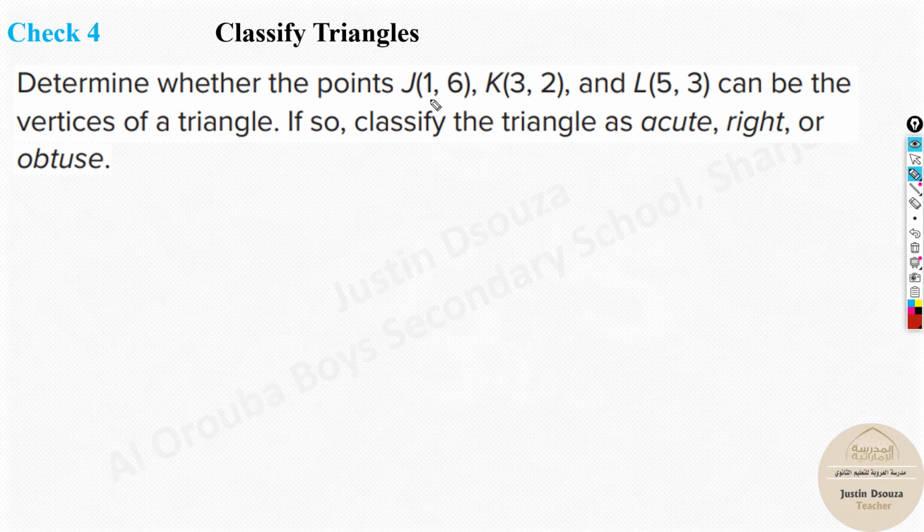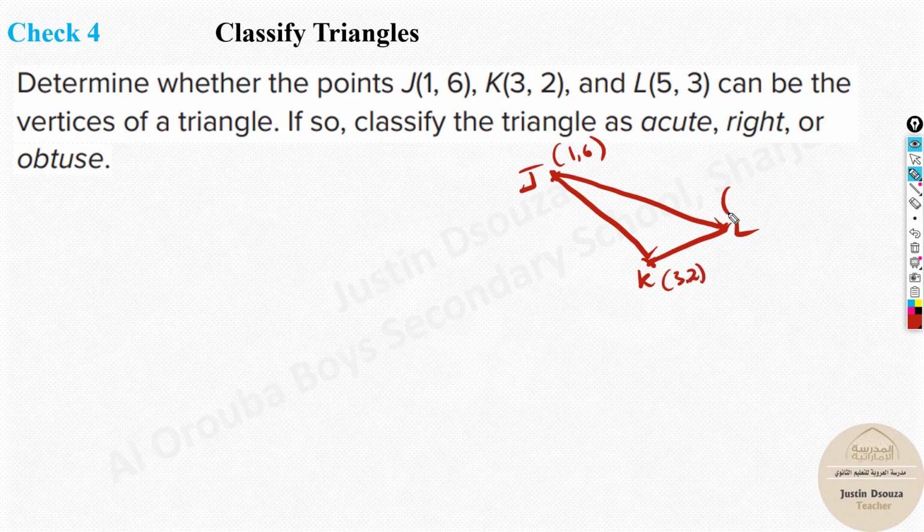A triangle JKL. Let me go according to the coordinates as well. So 6 and 1. Okay, we start with the biggest line over here. And then 3 and 2 somewhere over here, and 5 and 3 will be somewhere over here. So this is the triangle. Just join it. And now JKL is 1 comma 6, 3 comma 2, and 5 comma 3.